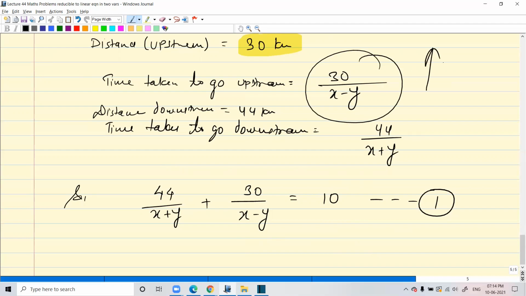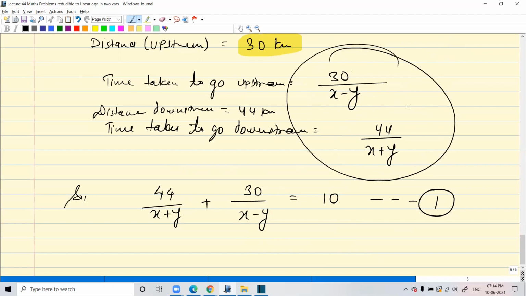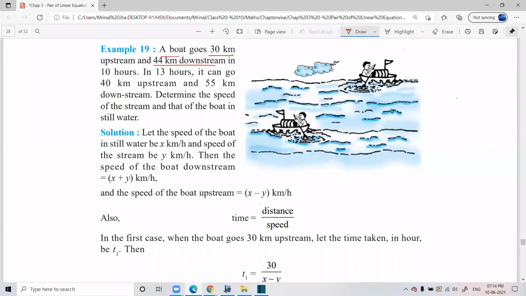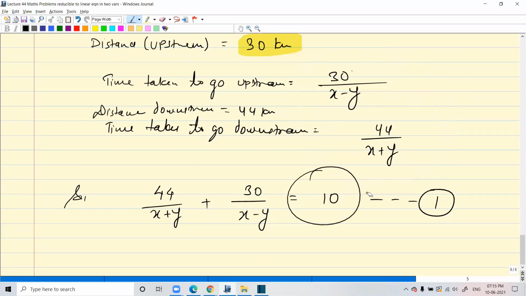See, this is the time taken to go upstream. The boat went up 30 kilometers with this speed. So this is that time to go up. And this is the time to come down. So together, these two times, it's given that a boat goes this many kilometers up and 44 kilometers down in 10 hours. They have given you the total time, no? So this time and this time together should be equal to 10 hours. Does it make sense to everyone? Okay. Everyone understands? Quickly confirm.